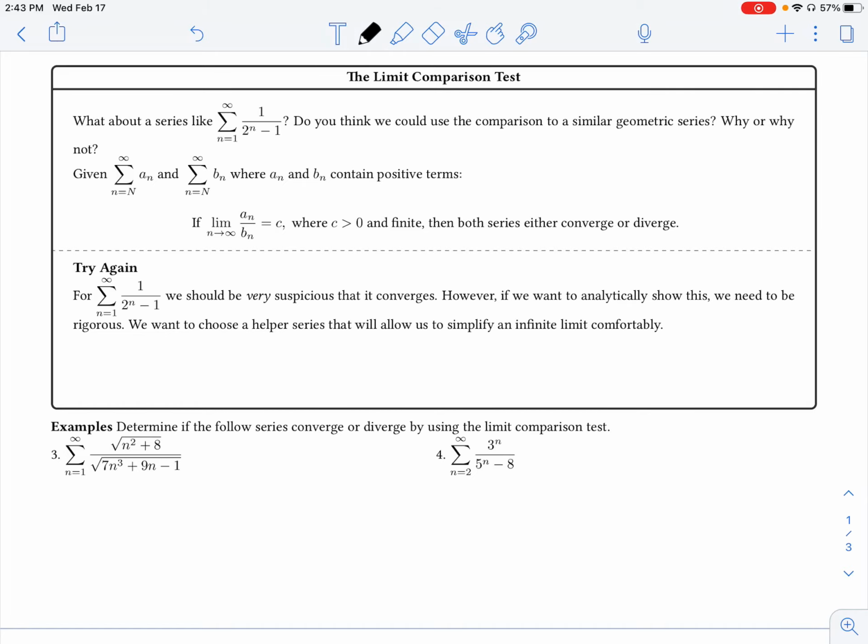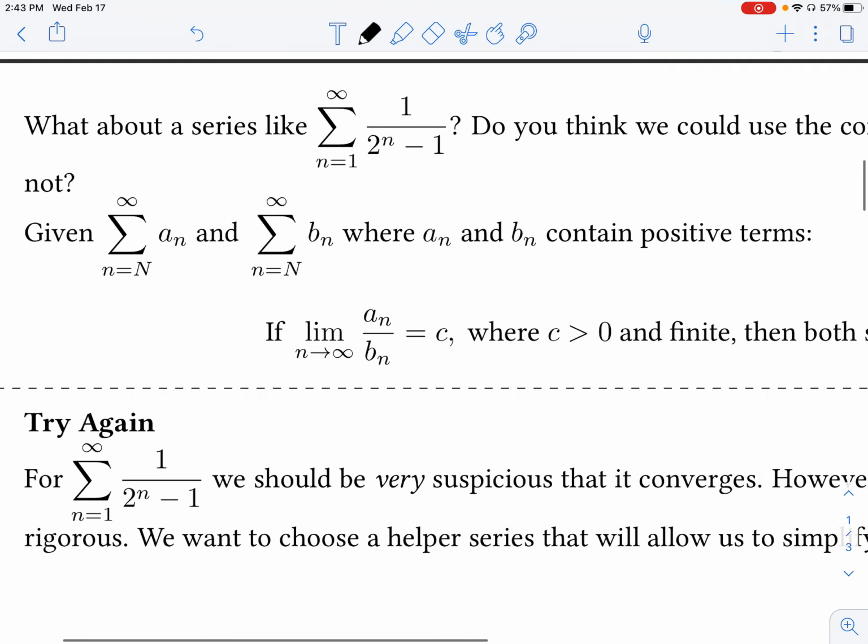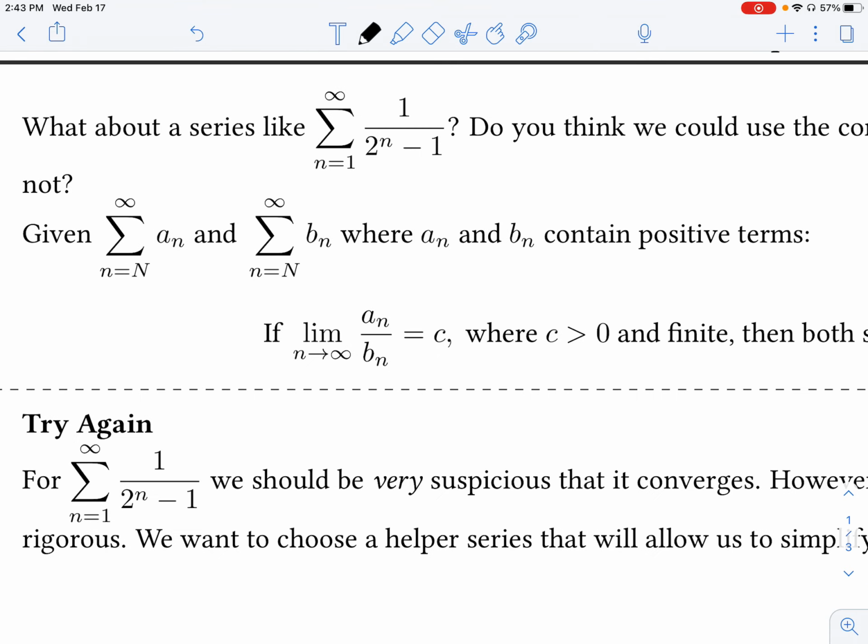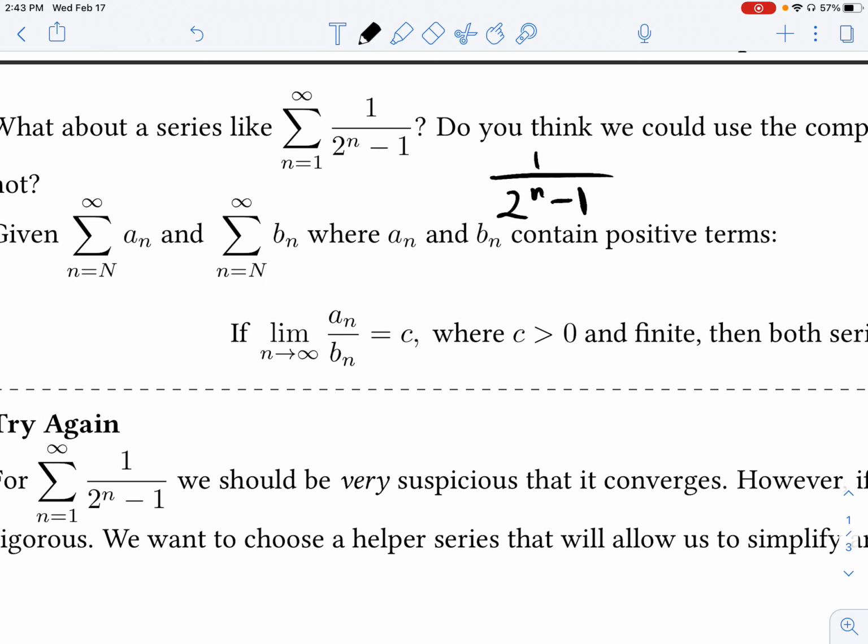Now that we've talked about a direct comparison test, let's take a look at another series here. Let's look specifically at the one I've listed here, 1 over 2 to the n minus 1. Now, if we try to apply the direct comparison test here, it would make sense that we could go ahead and let me just write the a sub n and b sub n terms. That we could write, okay, 2 to the n minus 1, and let's compare that to another similar series. Well, 1 over 2 to the n makes a lot of sense, right?